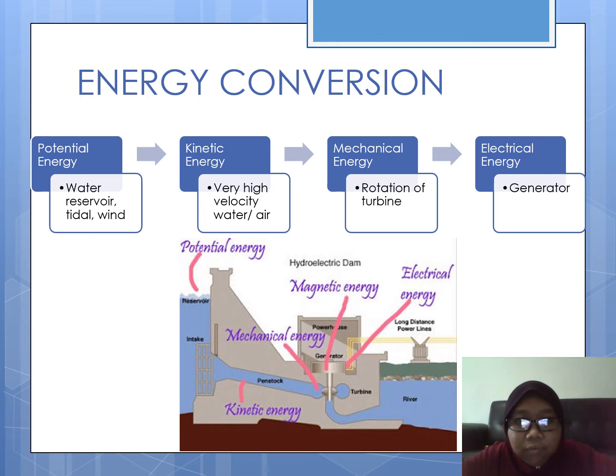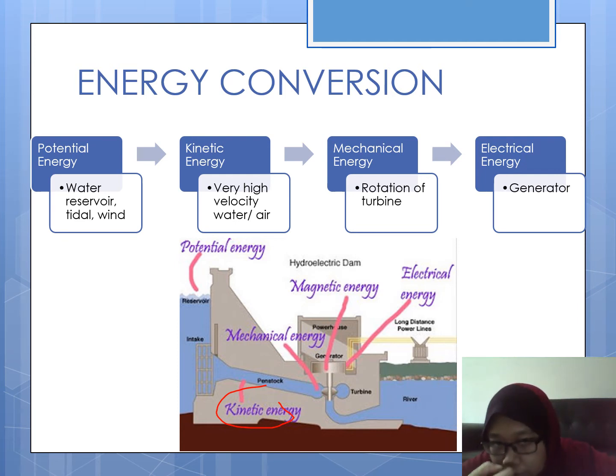Okay, what are the energies involved in this hydropower plant? First, I already mentioned the potential energy. Okay, this is where the water reservoir is. Okay, instead of water, it can be tidal or wind. Okay, tidal is a barrier for waves. Okay, from the potential energy, it converts into kinetic energy. Where does the kinetic energy occur? It is here. Okay, at the penstock, where the water starts to flow. Okay, when the water starts to flow from the higher place to the lower place, it produces kinetic energy.